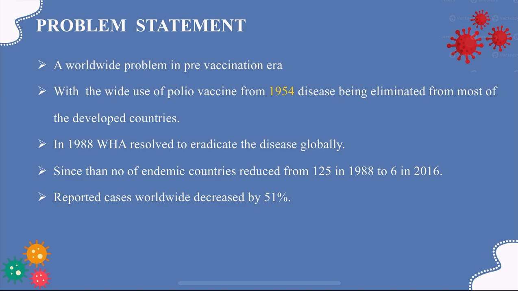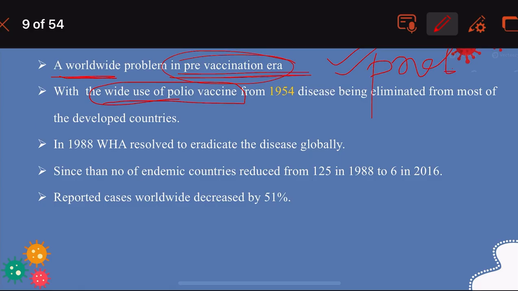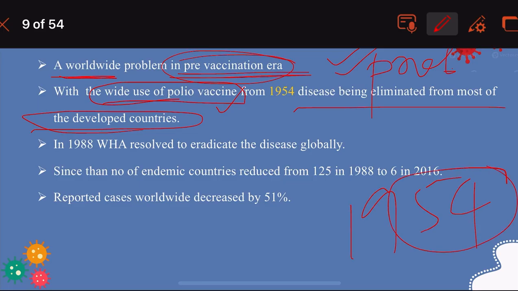Is it clear? The problem statement, what did we see? Worldwide, in the pre-vaccination era, poliomyelitis was a major threat. Then came the vaccination, and with its use the disease has been eliminated in most of the developed countries. When did they start the vaccination? From 1954. In 1988, what happened? The World Health Assembly resolved to eradicate the disease globally.